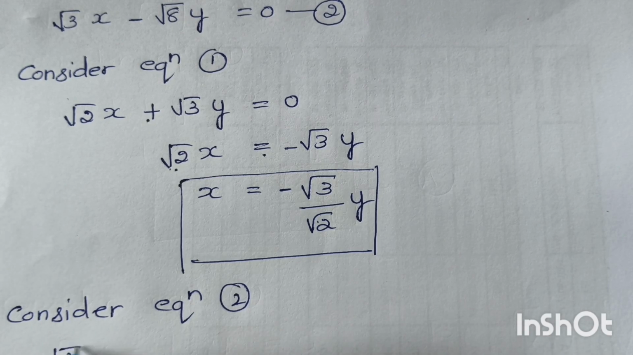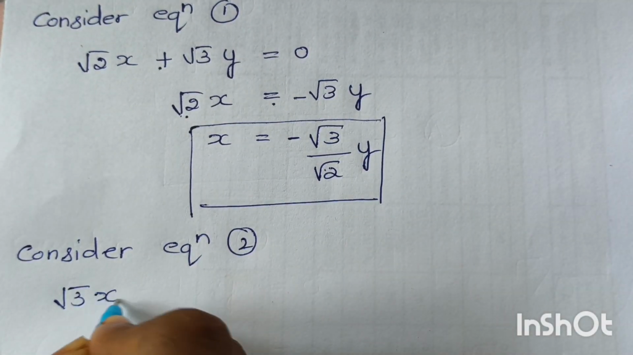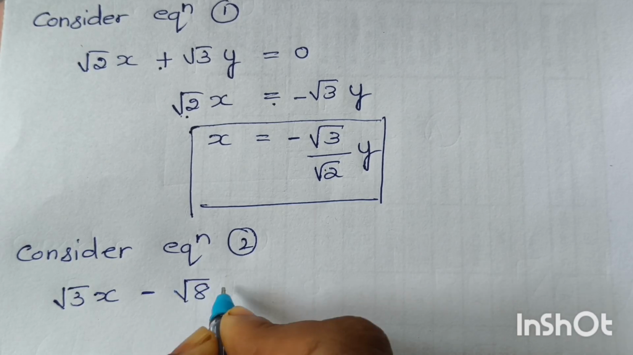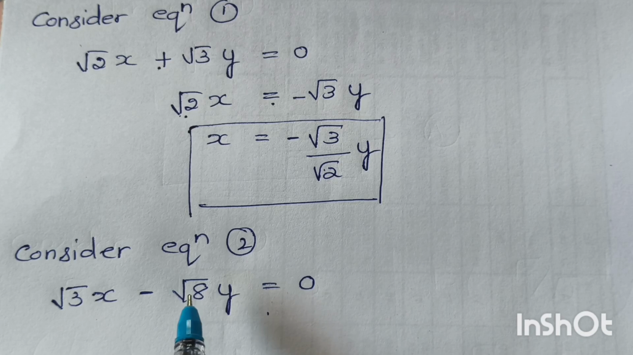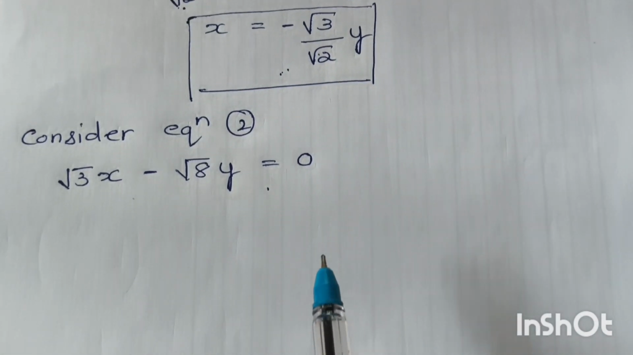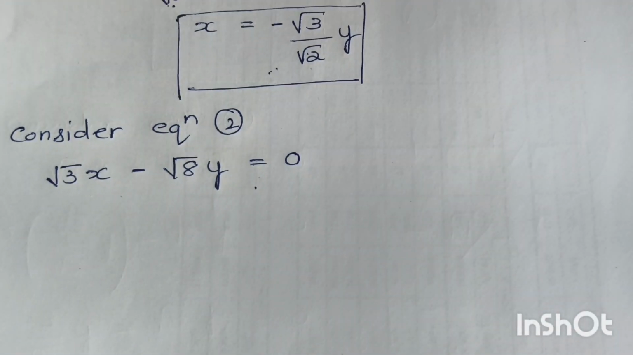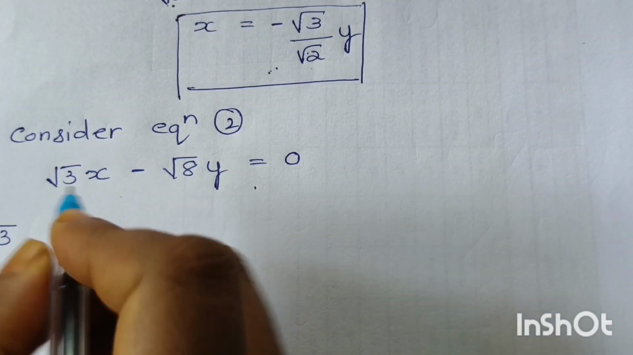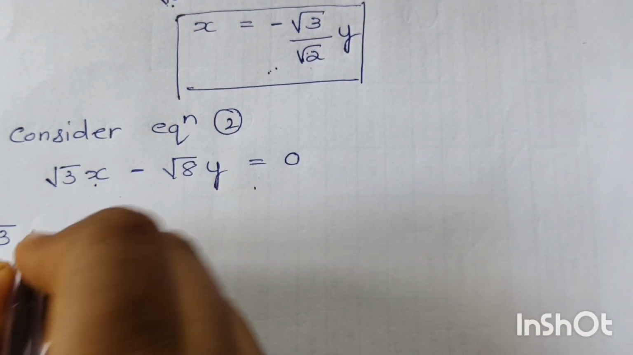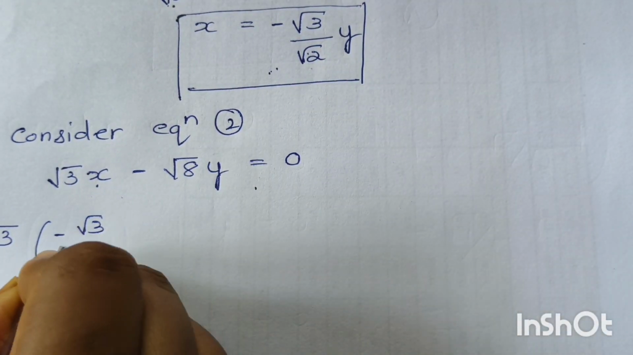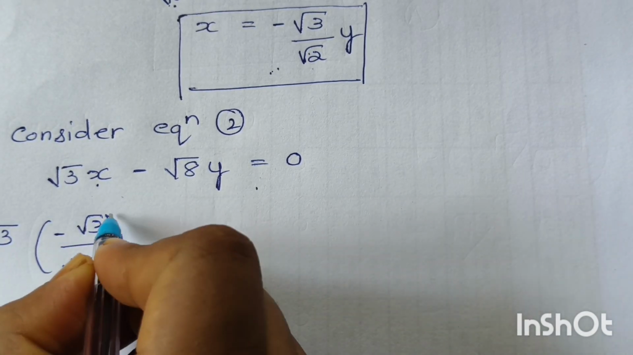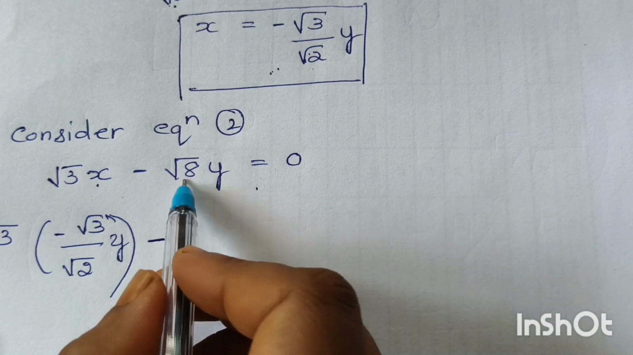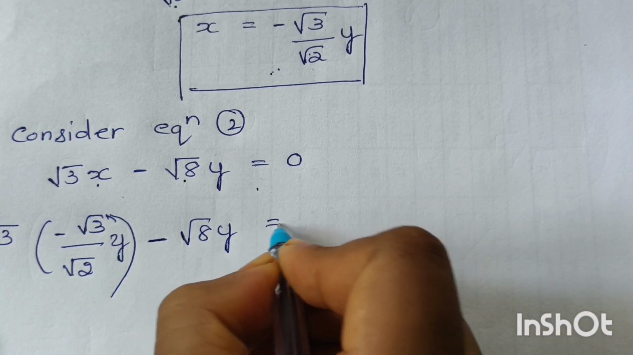that is root 3x minus root 8y is equal to 0. This is our equation 2. Now let us substitute the value of x in this. Means in the place of x let us write this value, root 3 into x, which means minus root 3 by root 2 into y, minus root 8y is equal to 0.